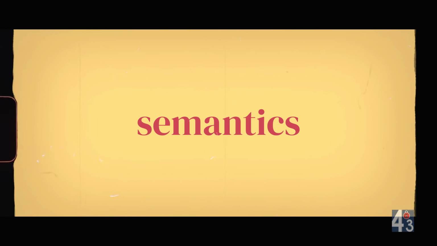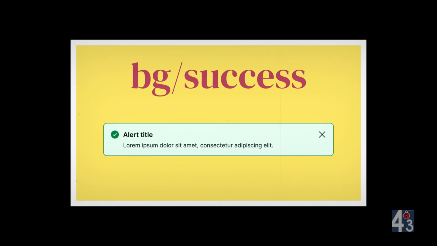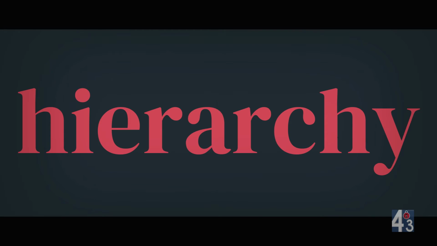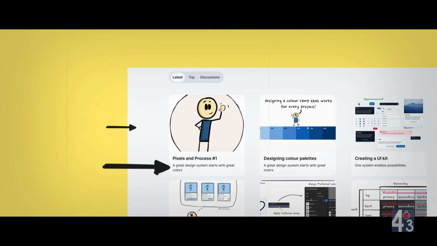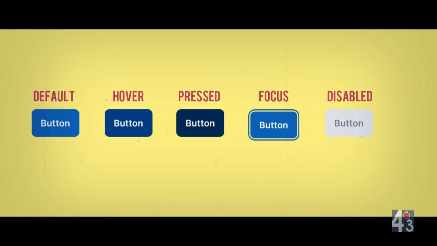Secondly, think about the semantics of the color concerned. Is there a brand color? Are there supporting colors like success, warning, or danger? And maybe a color for an error or success text. Map them. What about the hierarchy of the concerned element you might be applying a color to? For example, you might want 2 types of background colors, a primary and a secondary color. And maybe you want a strong text color against a light surface and a weak text color against a dark surface. Finally, we have different states the component could assume. Few examples being hover, pressed, focus, and disabled.